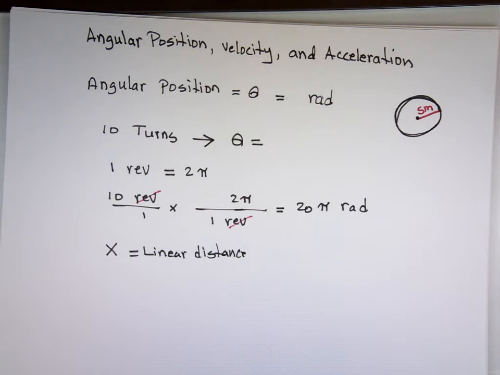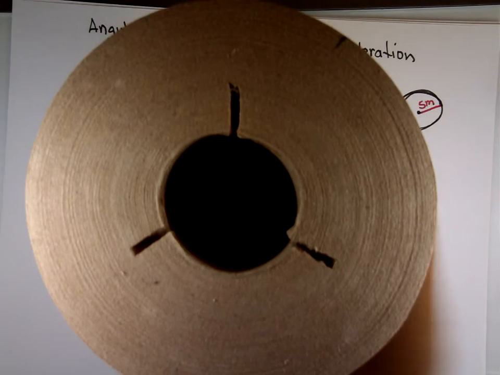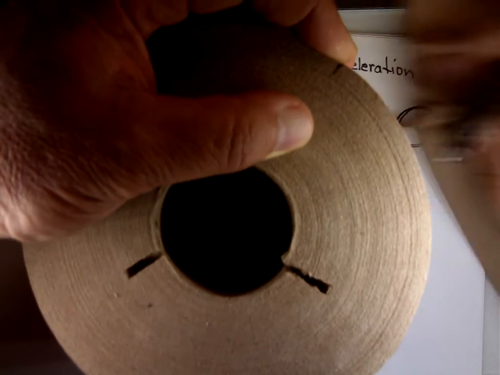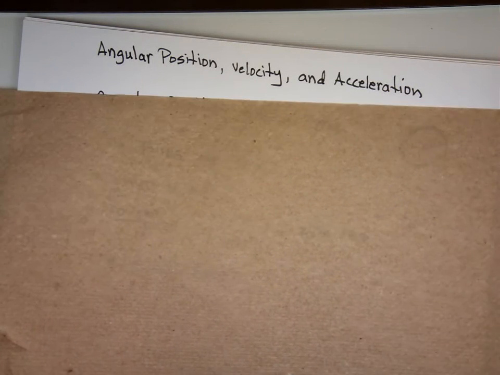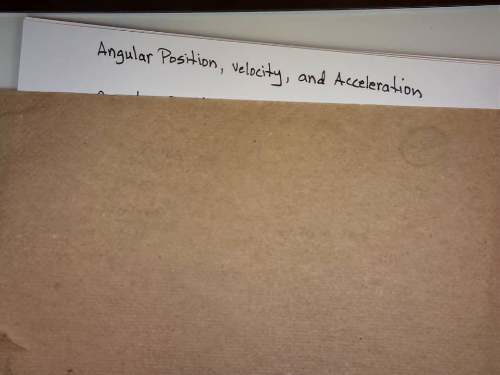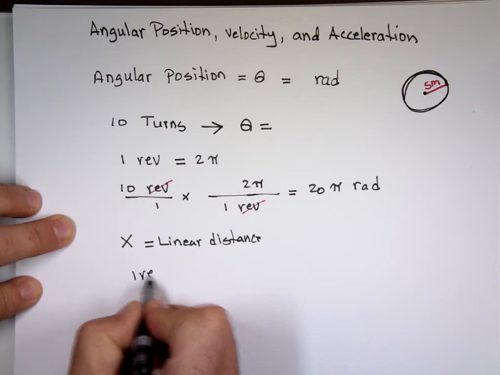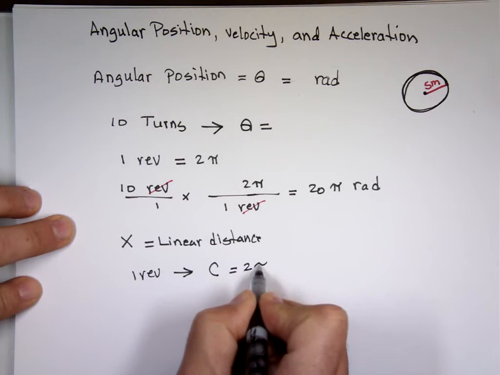Well, let's look at one turn right here. When you do one turn from here to here, there's the length of it. Let's cut it right there. What's the length of that paper? Isn't that the circumference of the circle? And the circumference of a circle is what? Isn't that 2 pi times r? So for one revolution, if you want to find the distance, it has a circumference c of 2 pi times r.